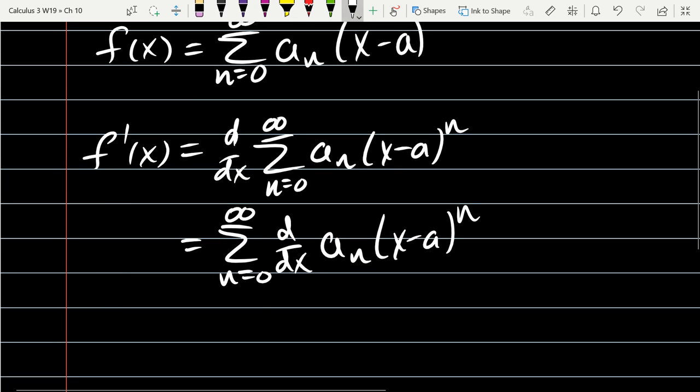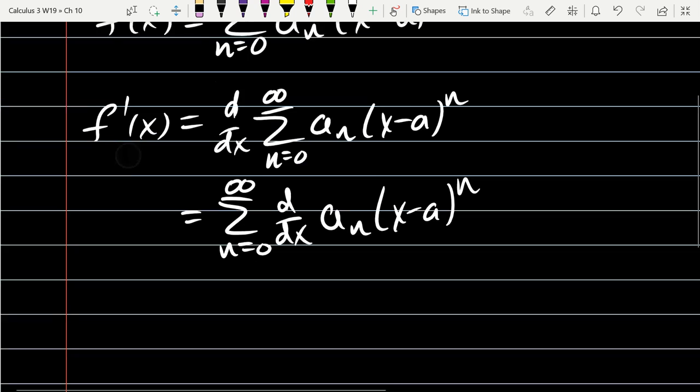What actually happened when I changed the order here? It's the sum rule of derivatives. So it's the derivative of a sum is the sum of the derivatives. So in the notation, it looks like they commute, but what's really happening is this is the sum rule for derivatives.